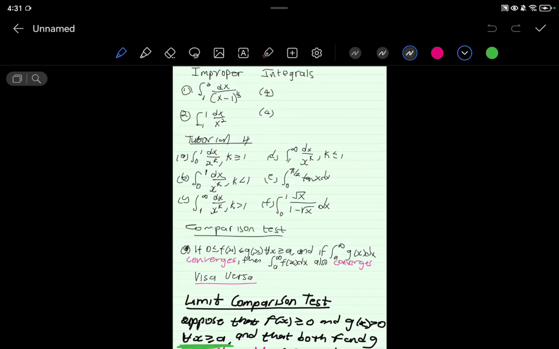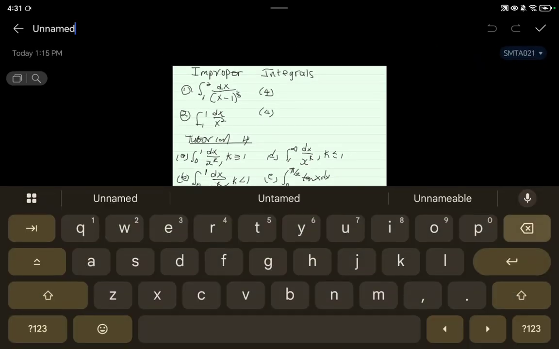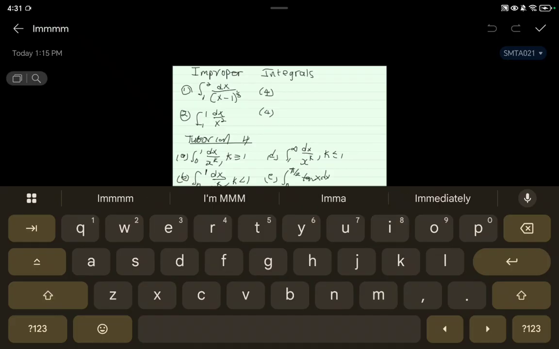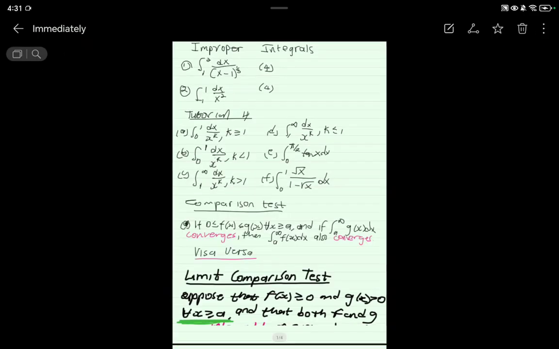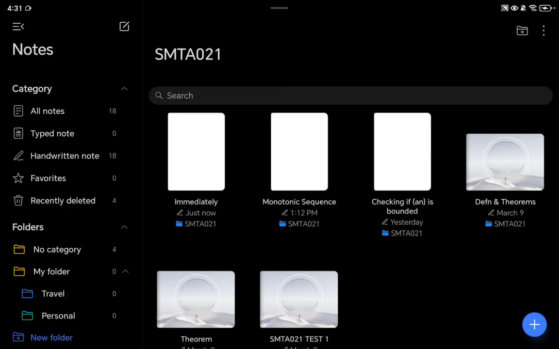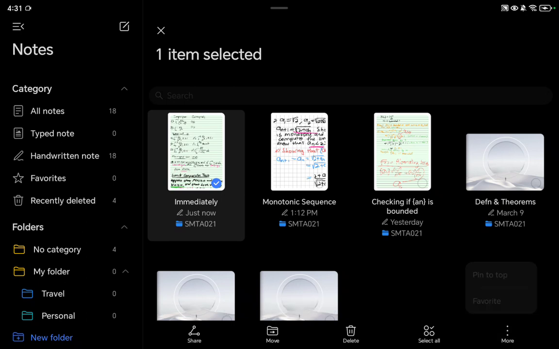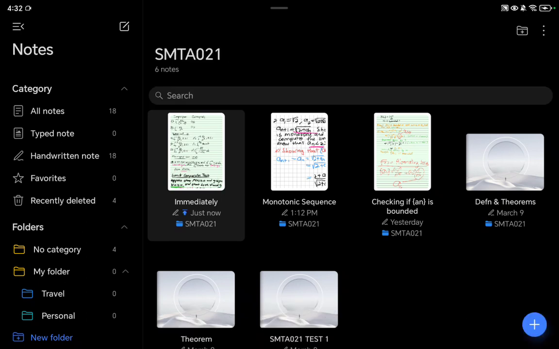Yeah. So I have this document. Let me call it. I'm just gonna save it like this so that I can be able to access it. Then I'm going to pin on top.